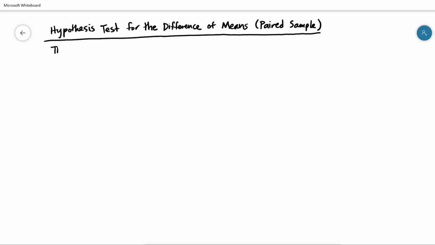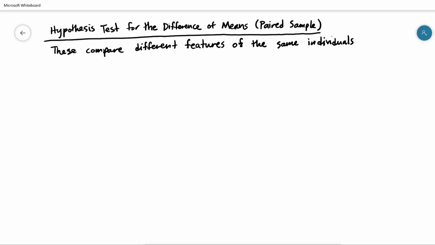So these compare either different features, as I just mentioned, left arm versus right arm strength, of the same individuals, or they measure the same feature of an individual at two different points in time. So before and after, put that in quotes, scenarios. Those are the common types of things that we'll see in this particular case.